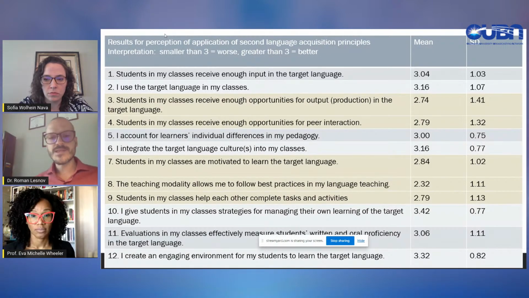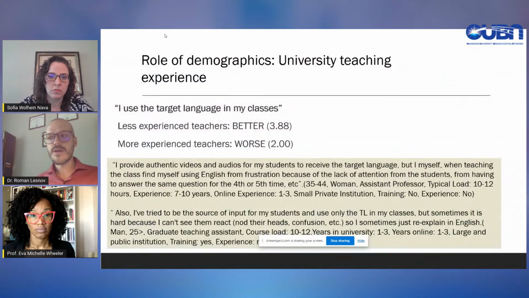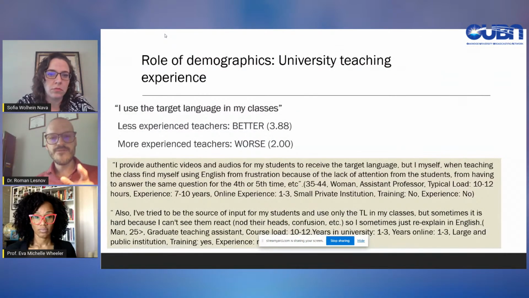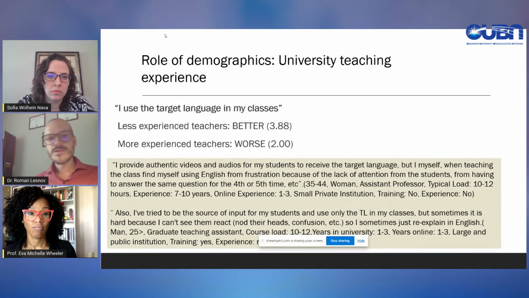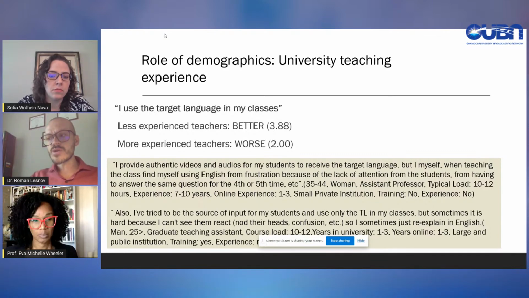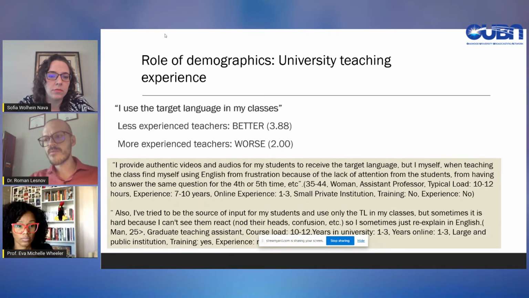Now, we also found some statistically significant effects of several demographic variables, and this information will come on the next slide. So the first demographic variable that showed a statistically significant difference was how many years of university teaching experience a teacher had. This variable had an impact on the teacher's responses for the question that you see in the quotation marks here. And the question was, I use the target language in my classes. So as you can see, teachers with less experience thought that they did a better job using the target language during the pandemic.